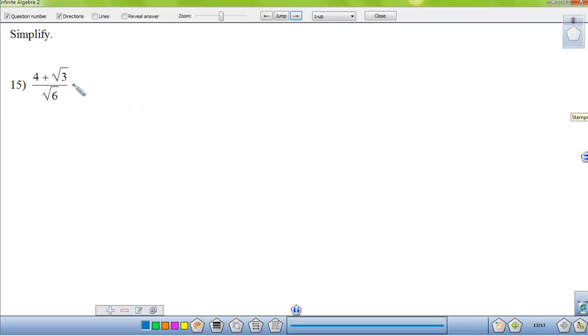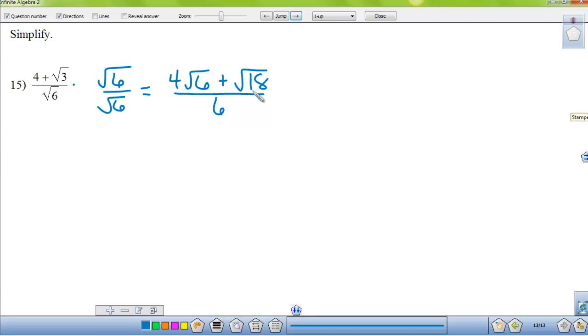Okay, so this one's going to be the square root of 6 over the square root of 6. And when I distribute this square root of 6 to both these terms, I'm going to get 4 times the square root of 6 plus the square root of 18 over the square root of 36, which is 6.